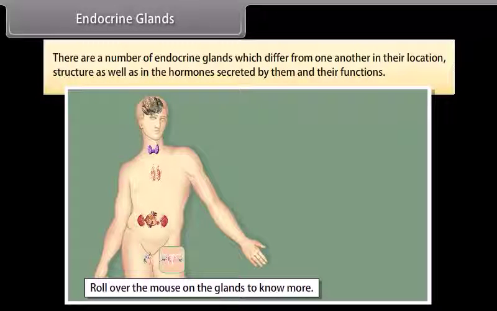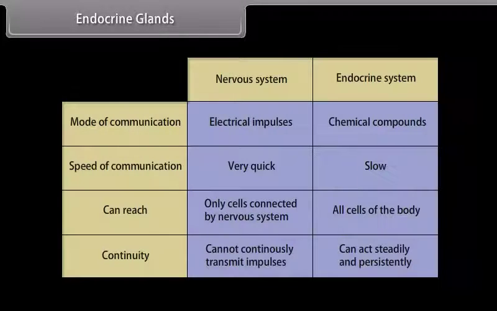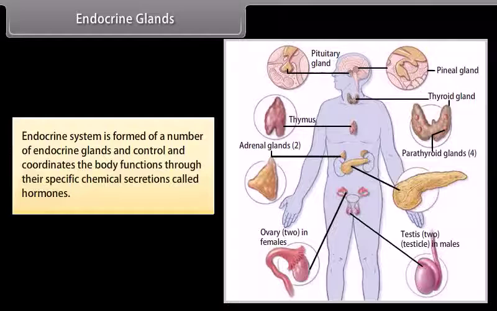Endocrine glands. There are a number of endocrine glands which differ from one another in their location, structure, as well as in the hormones secreted by them and their functions. Endocrine system is formed of a number of endocrine glands and control and coordinates the body functions through their specific chemical secretions called hormones.